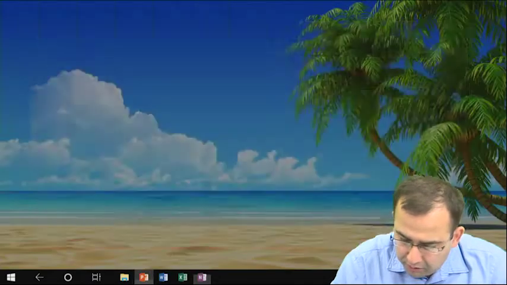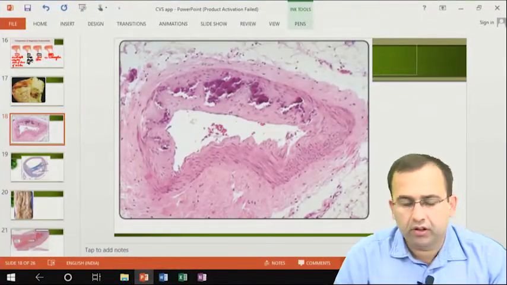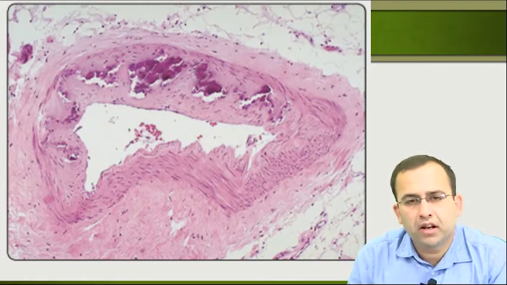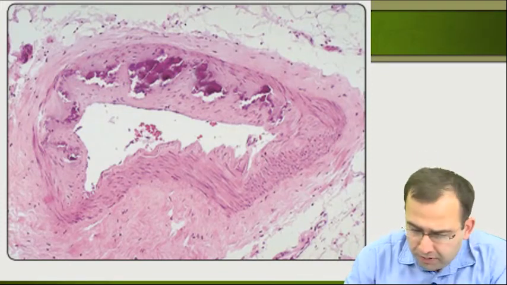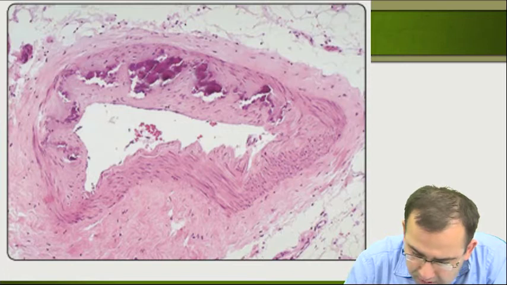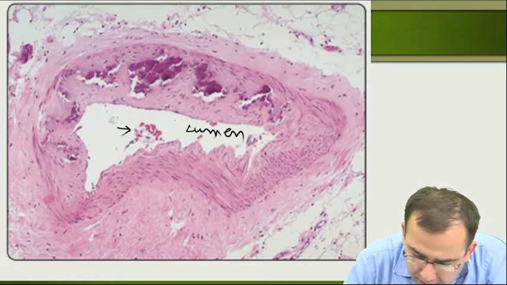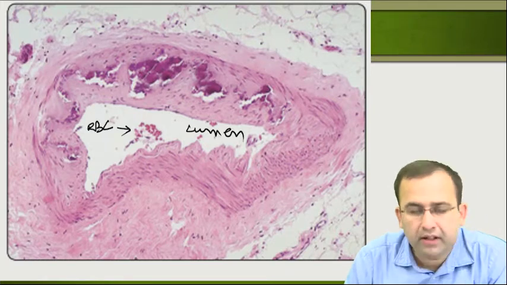Next point, before we go further, let us have a look at this slide. What this shows you is a blood vessel. How do I know it is a blood vessel? It is a luminal structure. We are clearly able to see the presence of a lumen, with RBCs in the lumen. It is a blood vessel.